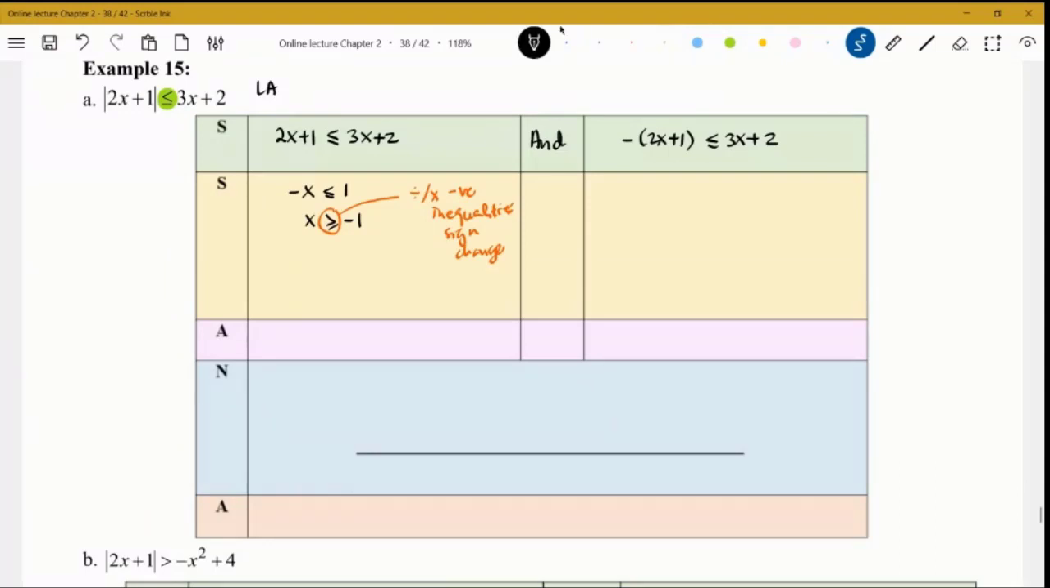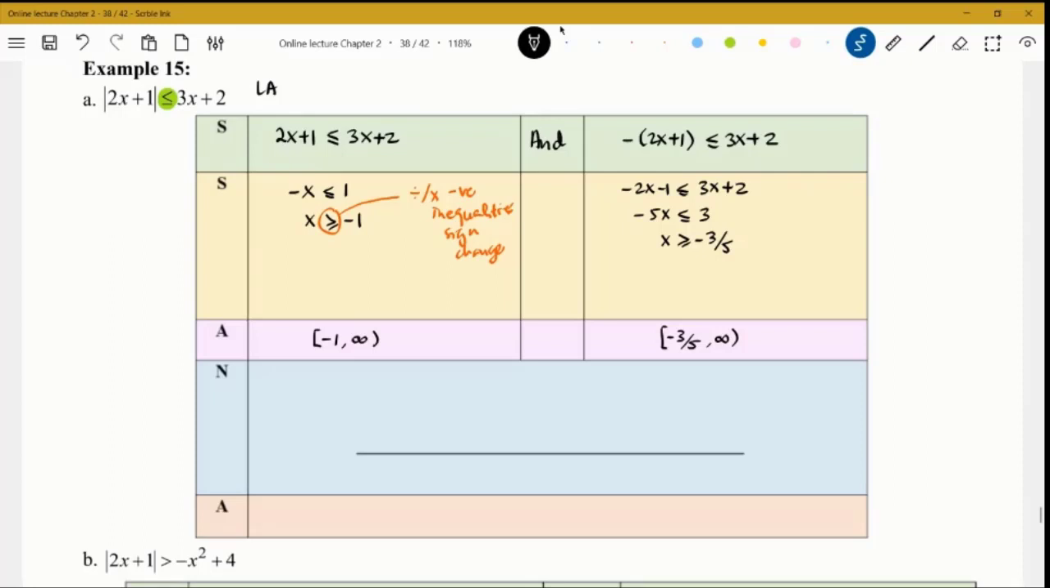Okay, the second case where we have negative 2x minus 1 less than equal 3x plus 2. So I collect the x on the left hand side. So we have negative 5x less than equal 3. So x should be greater than equal negative 3 over 5. Okay, so we done two cases. So the answer this one will be negative 1 to positive infinity, square bracket, open bracket, and negative 3 over 5 to positive infinity, square bracket, open bracket. Okay, that's not the final answer.